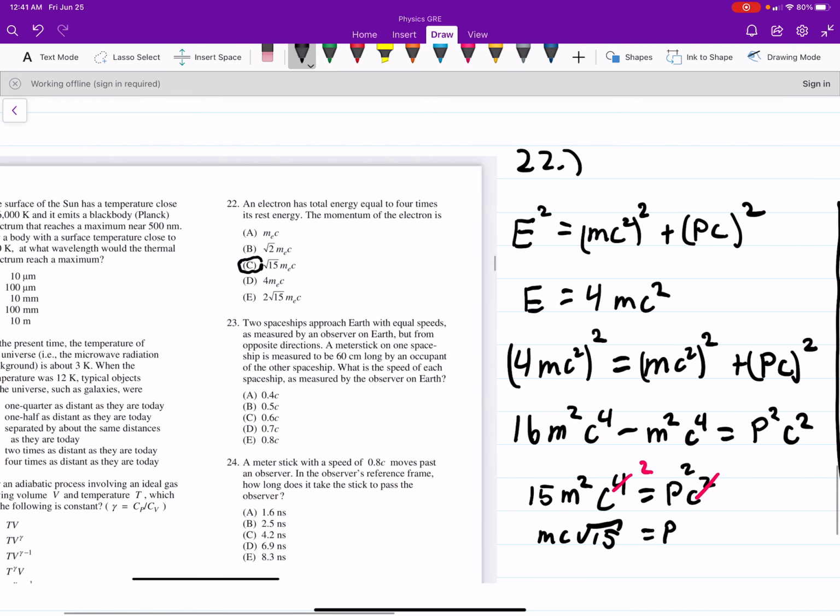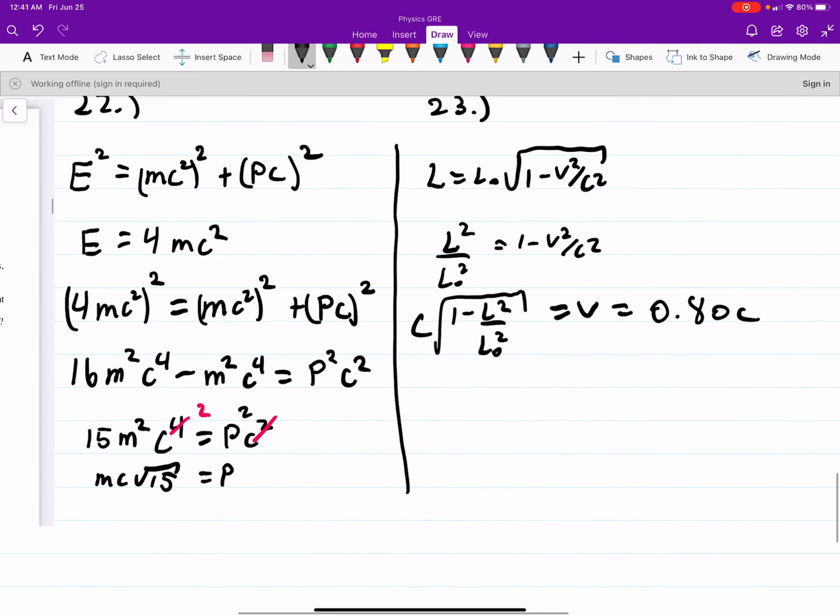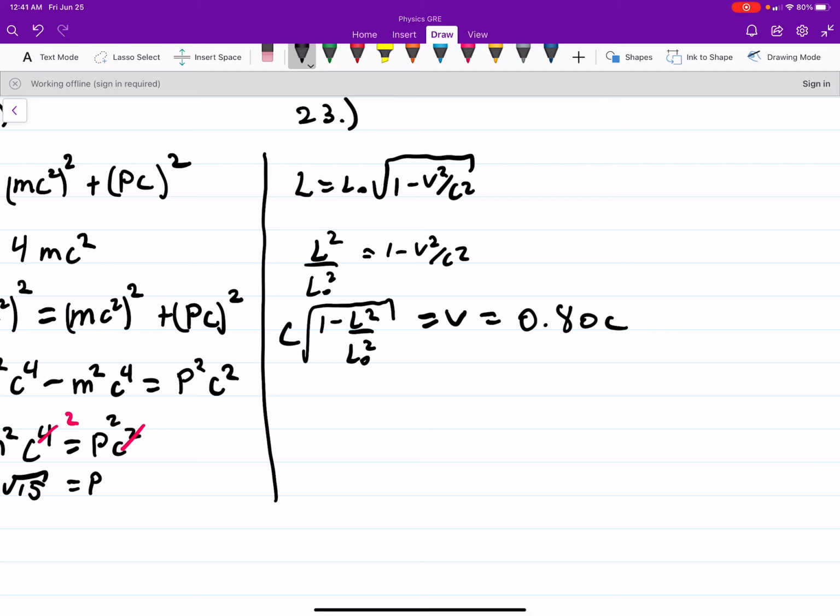But let's read the question. Two spaceships approach Earth with equal speeds as measured by an observer on Earth, but from opposite directions. A meter stick on one of the spaceships measures 60 centimeters long by an occupant on the other spaceship. What is the speed of each ship as measured from Earth? So the problem with this being, this isn't our answer. And the reason is because we're measuring this from the perspective of that ship moving. So if you have these two ships moving towards each other, that's not necessarily going to be the speed a stationary observer measures.